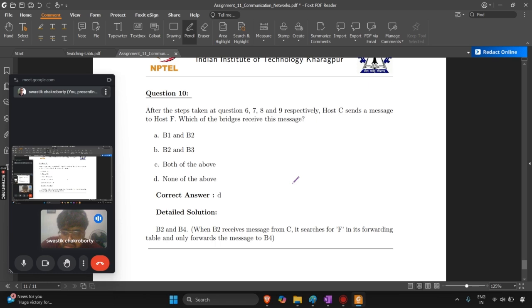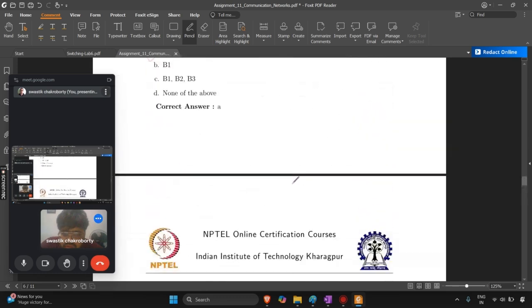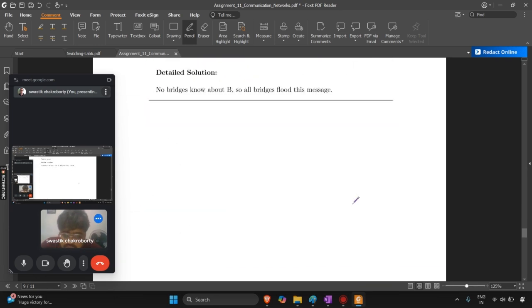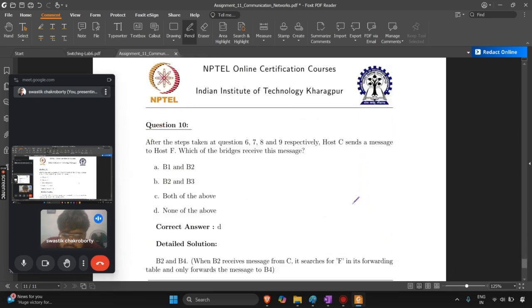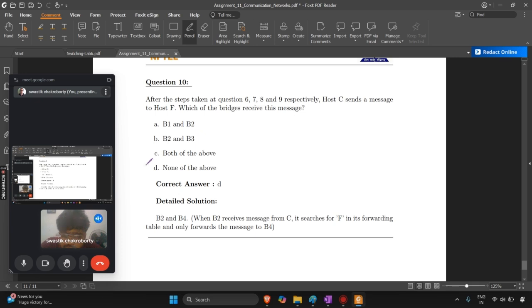Next, after the steps taken at questions 6, 7, 8, 9, host C sends a message to F. So C will send a message to F. It will again go through only B2 and B4. So the correct answer is B2 and B4. Not B1, not B3, it's B2, B4.